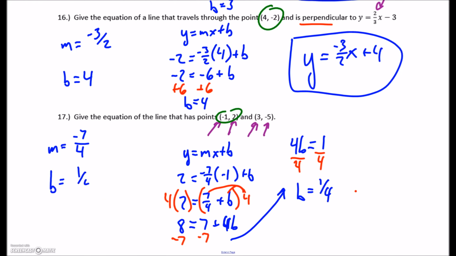And once again, I still have to write the equation of this line, so it's y equals -7/4 x plus 1/4, and that's it.